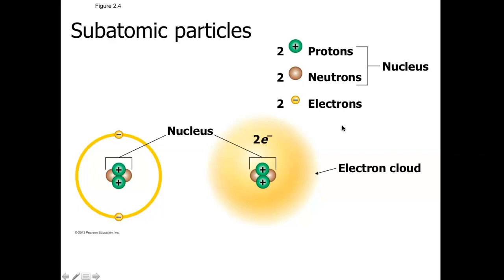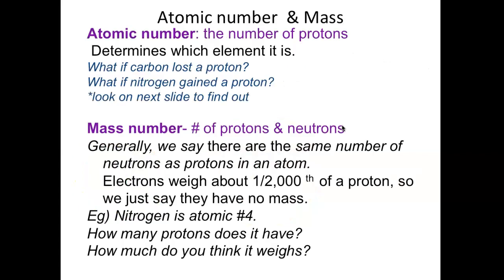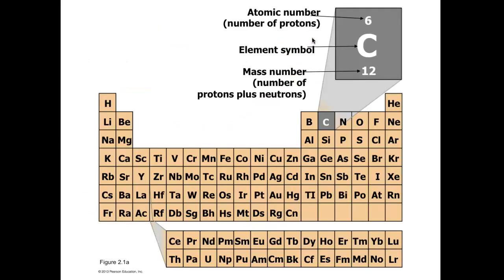All right, so let's take a look at the atomic number and the atomic mass. The atomic number is the number of protons an atom has. So let's actually look at the table one more time. This one highlights carbon. So carbon is abbreviated with the letter C.